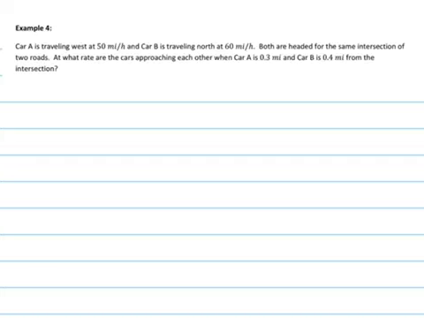We've got 2 cars approaching an intersection. Now we've got car A traveling west. So first of all, let's draw our intersection. Let's call it here. And we've got car A traveling west, and we've got car B traveling north.